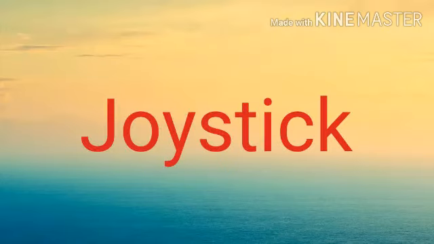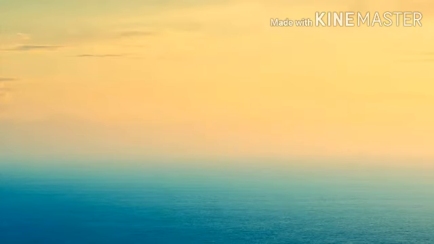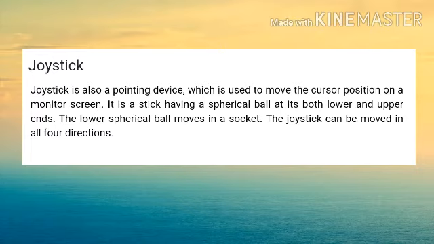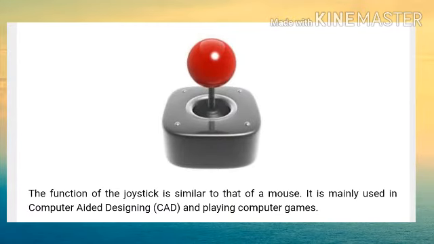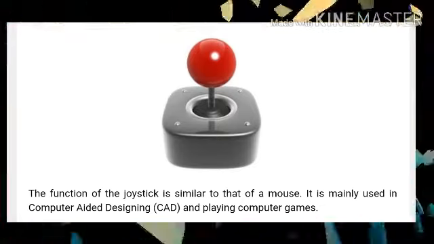The other input device is joystick. Joystick is also a pointing device which is used to move the cursor position on the monitor screen. It is a stick having a spherical ball at both its lower and upper ends. The lower spherical ball moves in a socket. The joystick can be moved in all four directions. The function of joystick is similar to the mouse. It is mainly used in computer-aided designing and playing computer games. Figure shows the diagram of joystick.